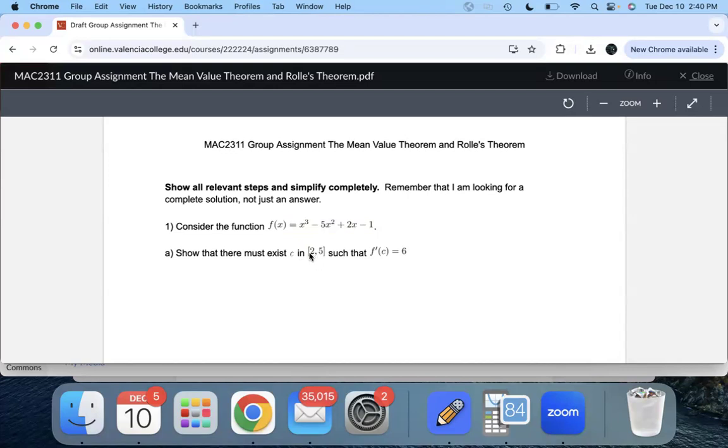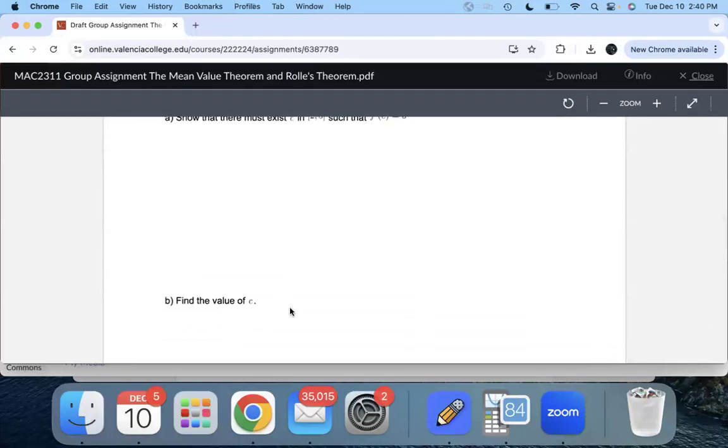Just change in y over change in x. These are both x's. Then, if you're going to use the theorem, the last thing you say is "by the mean value theorem," and you'll state this conclusion. Now, for part B, the mean value theorem doesn't tell you how to find that value c. You're just going to use algebra to do that.